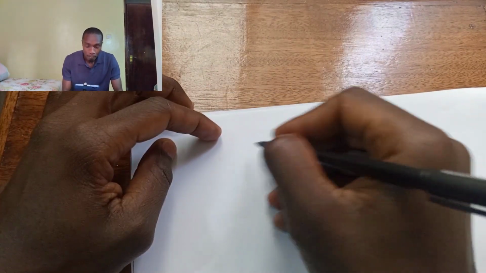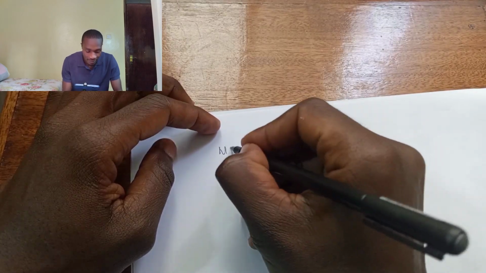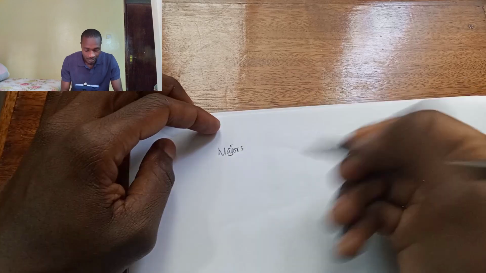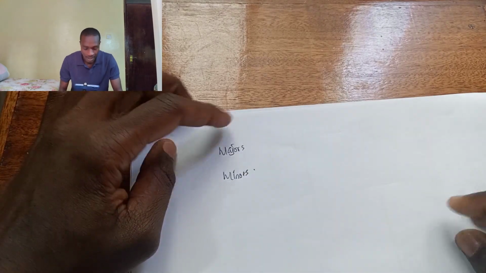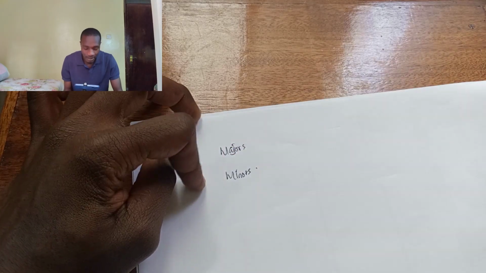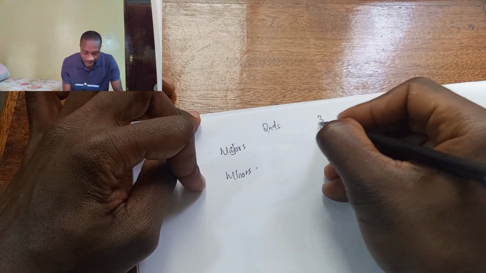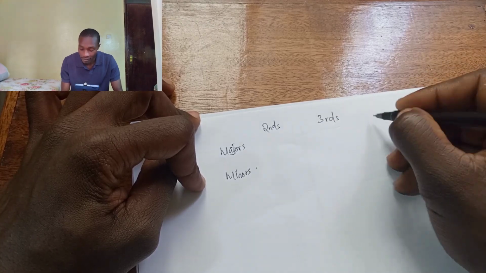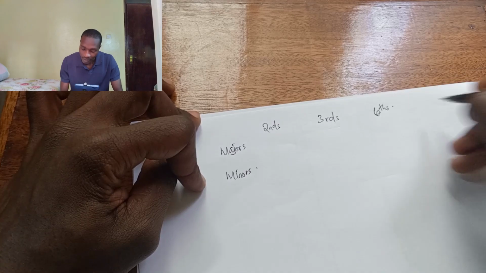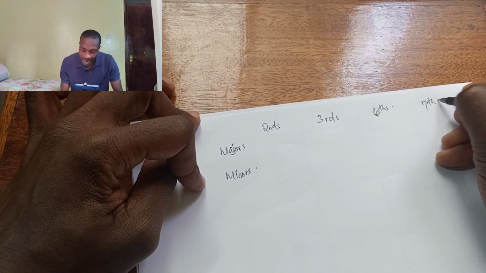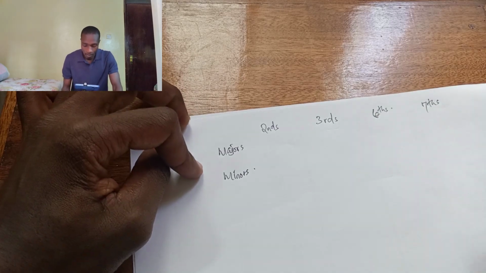Let's see, we have here the major intervals, and then we have minor intervals. So we say that majors, we have seconds, we have thirds, sixths, and sevenths, as well as minors. All these can either be major or minor.